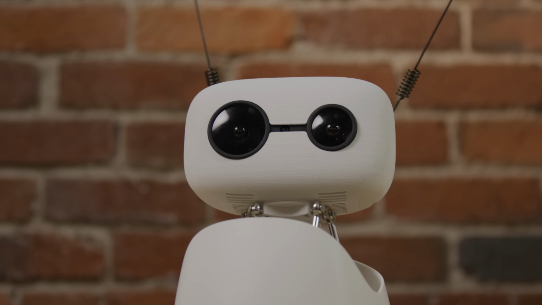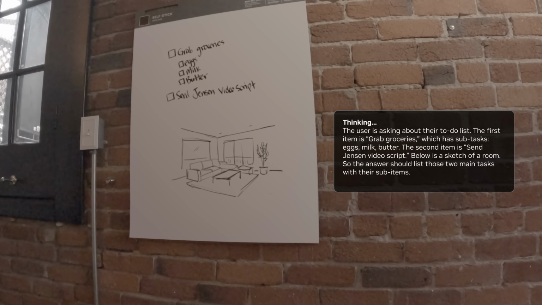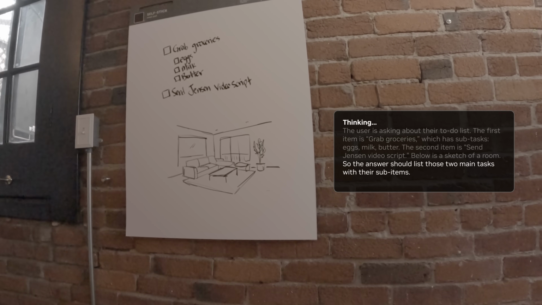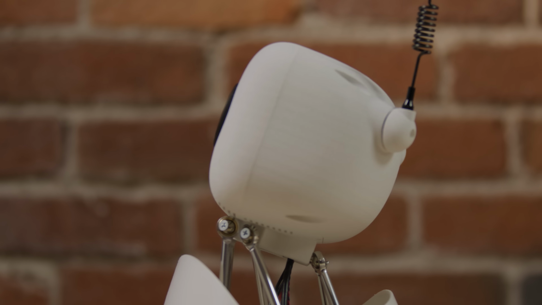Hey Reachy, what's on my to-do list today? Your to-do list today. Grab groceries, eggs, milk, butter, and send Jensen the new script. Okay, let's send Jensen that update. Tell him we'll have it for him by the end of the day. Will do. Reachy, there's a sketch too. Can you turn it into an architectural rendering?